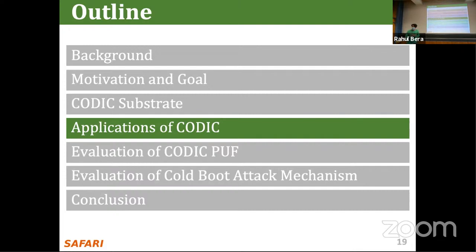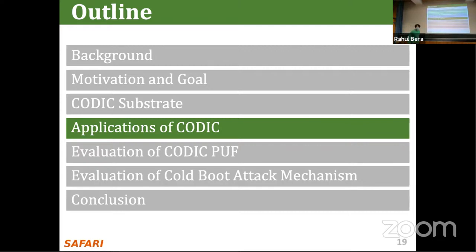Any questions so far? Yes. So for CODIC-sig, the point of a physical unclonable function is that it uniquely identifies your chip. So you probably want it to stay the same every time you generate it, right? Yes. So across different temperatures, would that also play into the randomness in addition to the process variation, and thus you lose consistency?